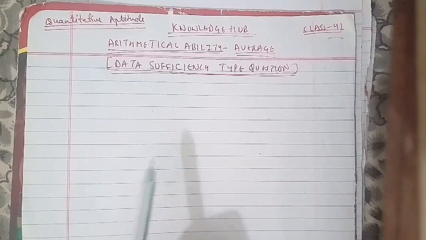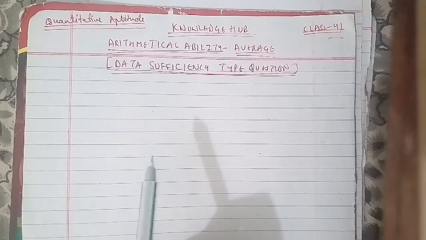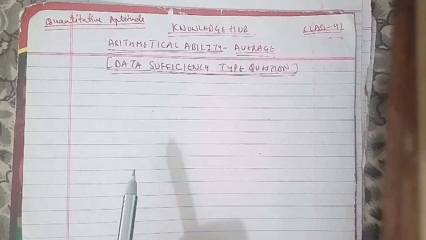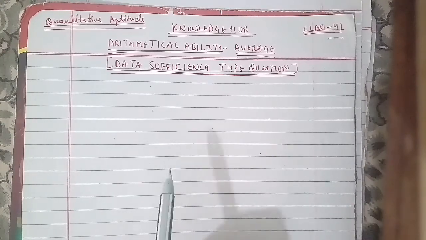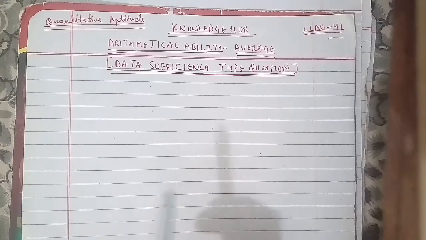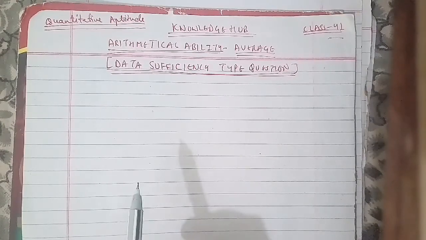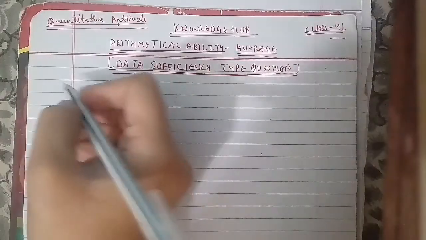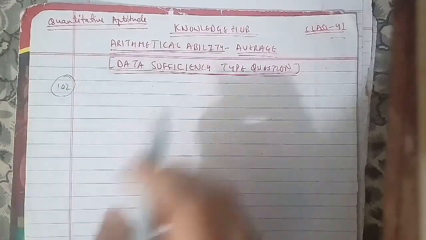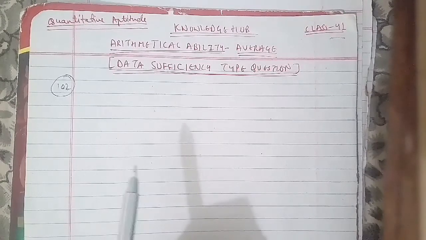On the same basis, we'll go ahead with the first question of the session. It is the 102nd question of the averages chapter, but on data sufficiency, of course, this is the first question of the session. The question is: the total of the present ages of A, B, C and D is 96 years. What is B's present age that you have to find? So write it down here.